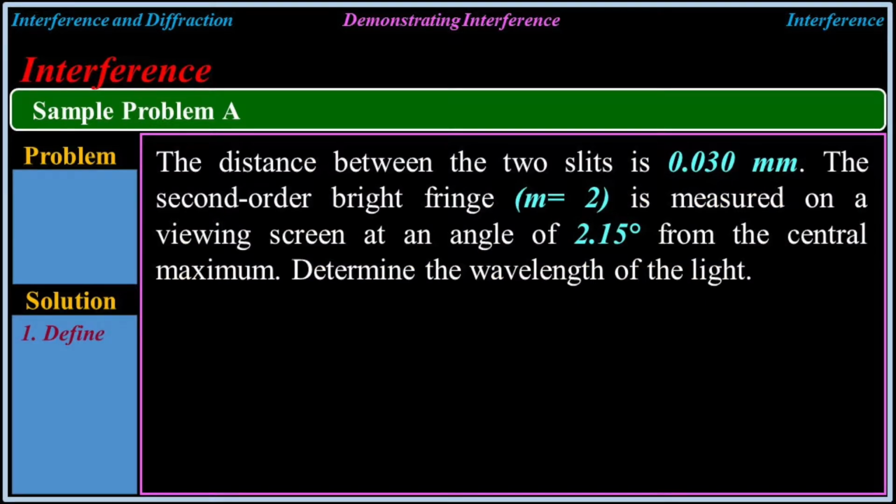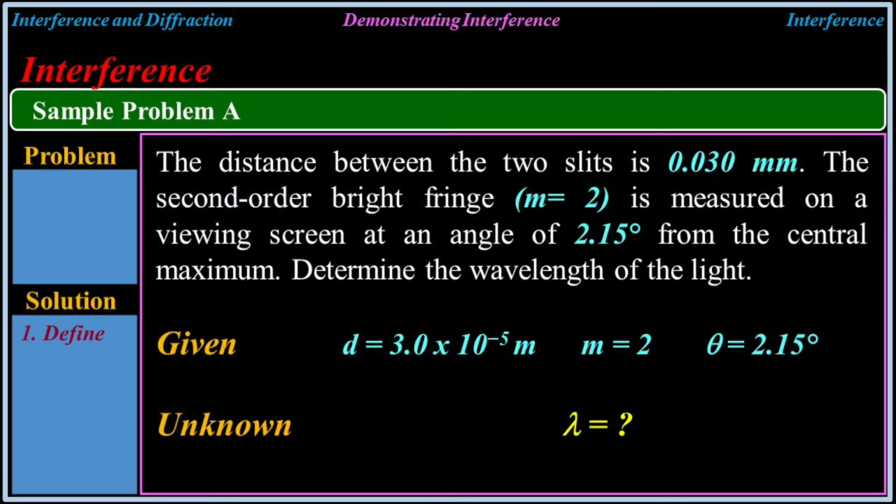Interference sample problem A: the distance between the two slits is 0.030 millimeters. The second order bright fringe, m equals 2, is measured on the viewing screen at an angle of 2.15 degrees from the central maximum. Determine the wavelength of the light. All right, so we want to gather what we're given and write it down. You want to convert the distance to meters. You have m equals 2, and you have the angle, and you're looking for the wavelength.